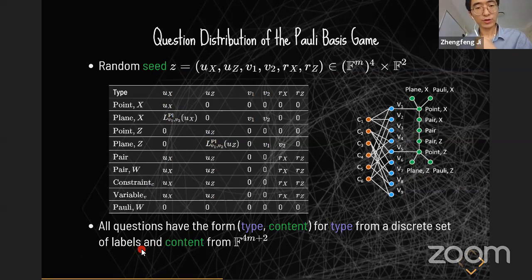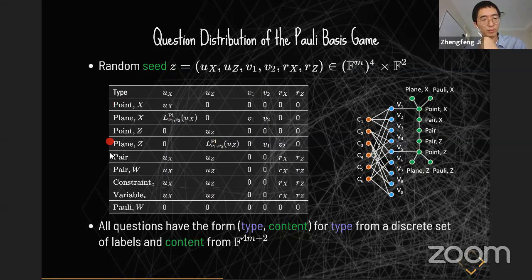It is important for us to understand the question distribution. Like I've been saying, it's important that the question distributions of different games are interesting. And for us, understanding the question distribution of the Pauli basis game would help us understand how the proof works. So remember that the question distributions are sampled by first sampling a seed Z and then applying some functions to it, and sending the result to Alice and Bob.